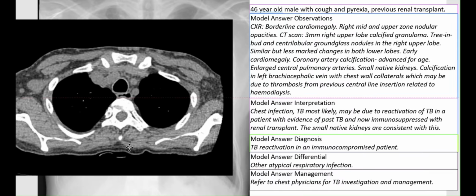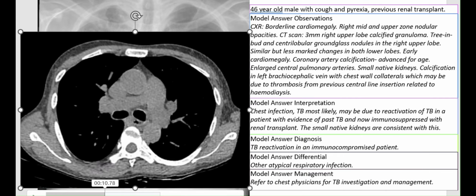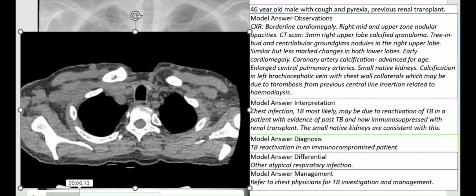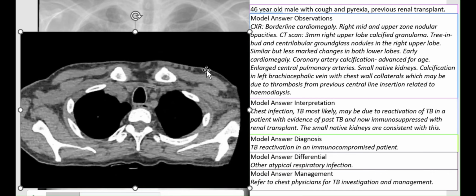And this finding here, chest wall collaterals. Can you see the chest wall collaterals? All of these are collaterals, chest wall collaterals. These collaterals mostly indicate that the patient has or had developed thrombosis on top of the central venous line insertion due to the hemodialysis.